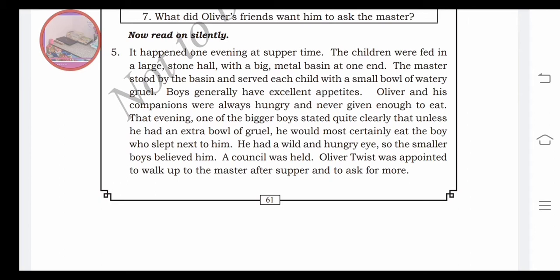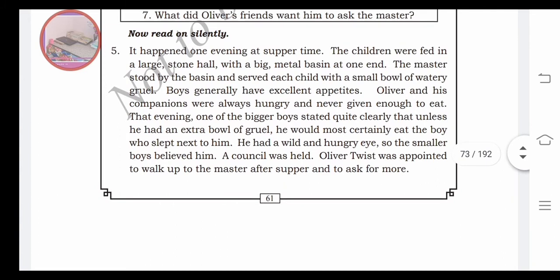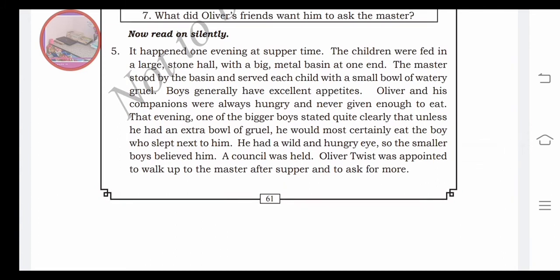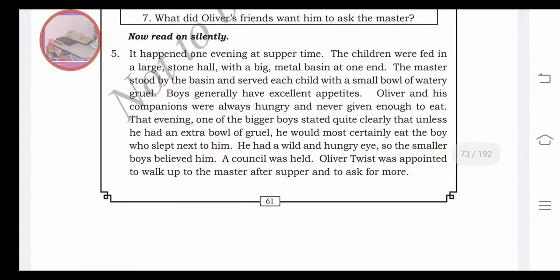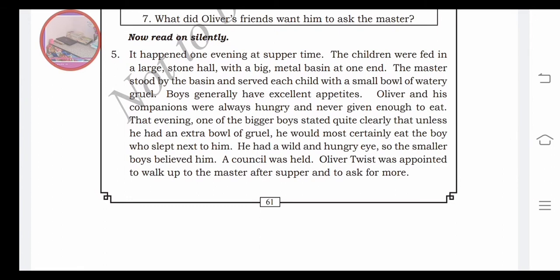Got the answer? Here, what happened? In our previous part, that is ask for more, and now here we got a solution. Here what they are telling is the supper time, during the evening. Evening, what happened? The children were fed up. Okay, they were playing, so obviously they wanted to have more, they wanted more food. So here, gruel. What is gruel? It is a type of soup. Okay, so it's a gruel soup.